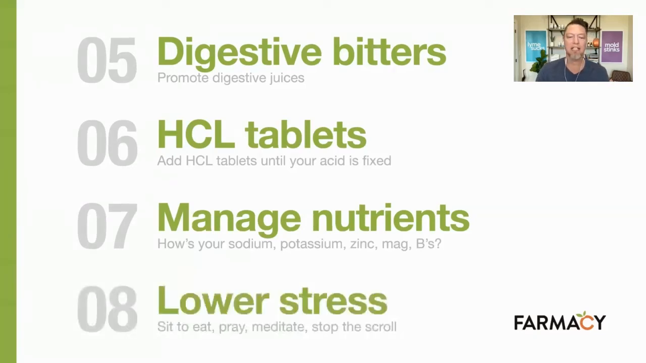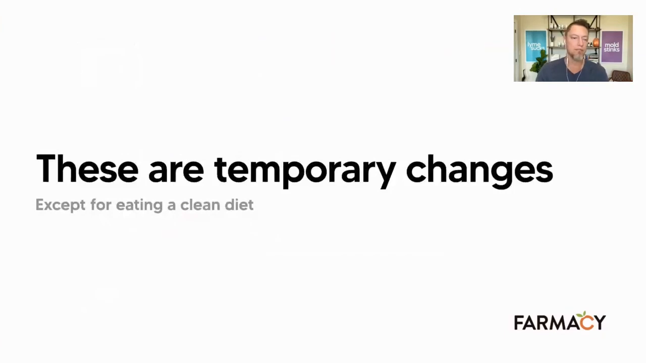And lastly, lower stress. And I talked about this at the start. You need to make sure you're doing everything you can to lower your stress level, because that directly affects your stomach acid and digestion. So make sure you're sitting to eat, you're staying calm, and pray, meditate, stop the scroll, everything you can do to stop any stress while you're eating.